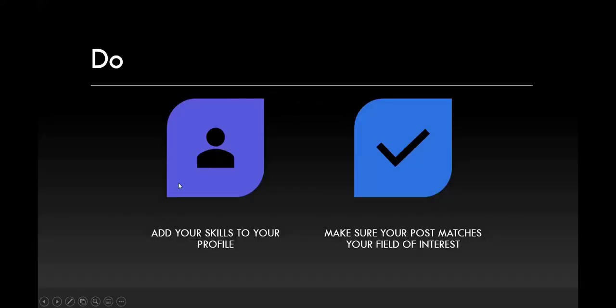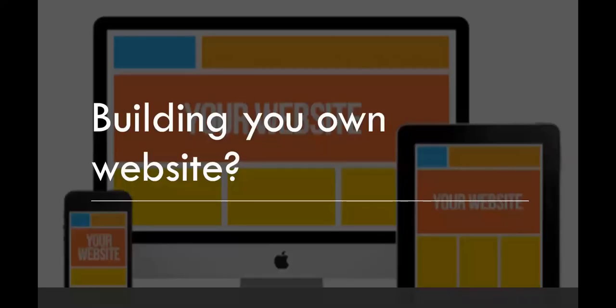And also the do's: add your skills to your profile and make sure your post matches your field of interest. So the second point is match of my interest. You can't say that you are, let's say, a politician, but then you are posting about sports. No. If you are a politician, most of your content should be related to politics, so that people will say, yes, you have much interest in that. But it's not so rigid. You have flexibility to post whatever you want, but almost everything should be related to that. And also building your own website.